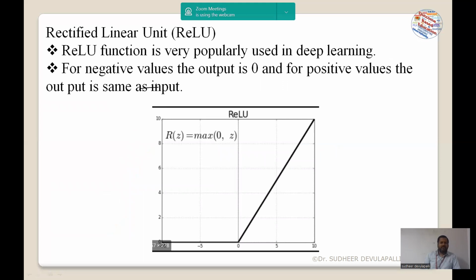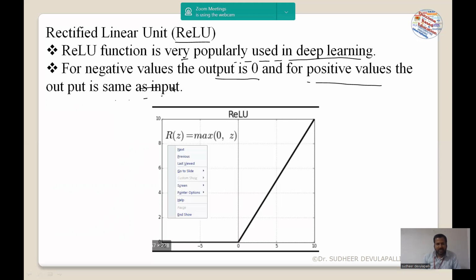And we also have the rectified linear unit, or we can simply call it the ReLU. This ReLU function is very popular and widely used in deep learning as well as machine learning applications. For negative values, it will give you 0, and for positive values, it will take the input as it is. So this is the formula here.